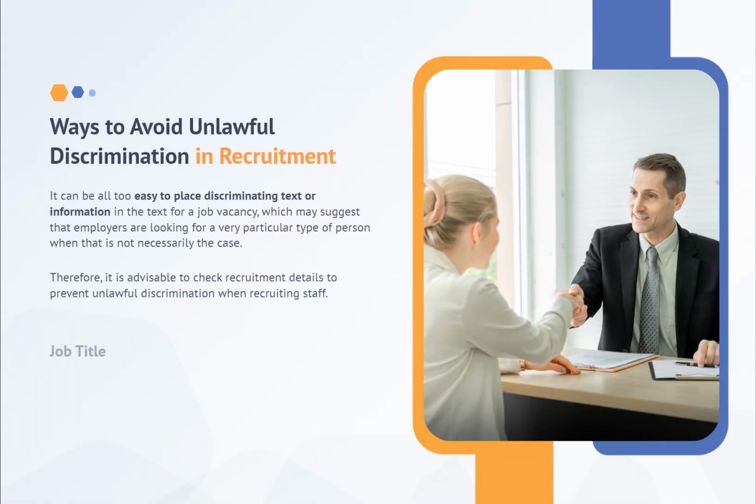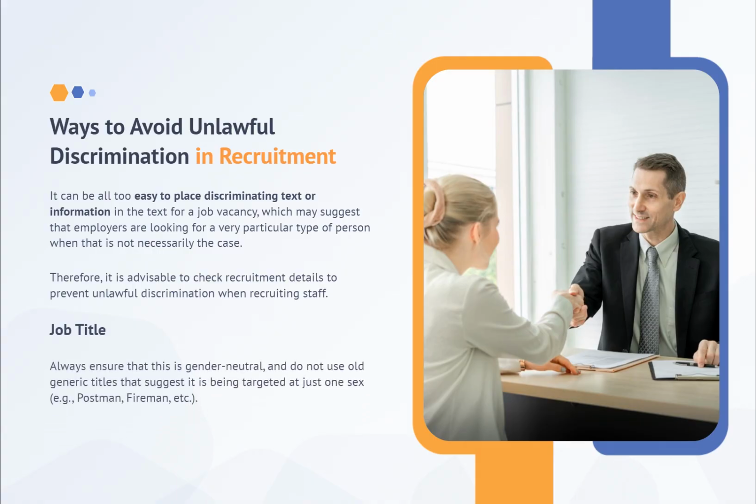Ways to avoid unlawful discrimination in recruitment. It can be all too easy to place discriminating text or information in the text for a job vacancy, which may suggest that employers are looking for a very particular type of person when that is not necessarily the case. Therefore, it is advisable to check recruitment details to prevent unlawful discrimination when recruiting staff.